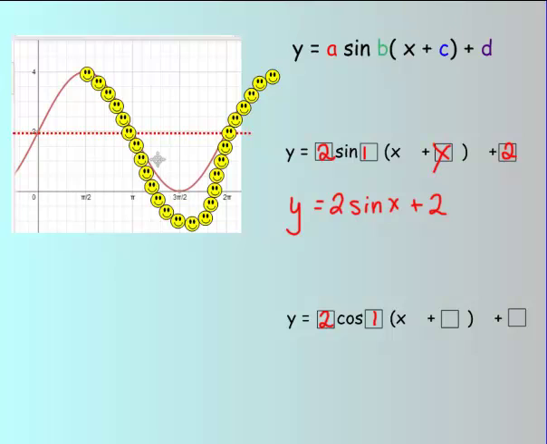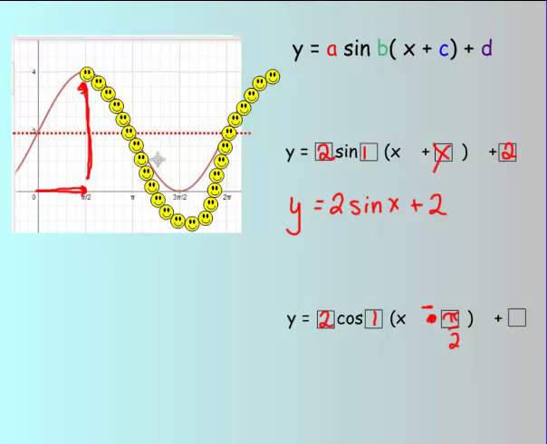All right, so to match that up, how far did my smiley faces move? They moved this way, and then they moved up. So there's my phase shift of pi over 2. And since it's in the positive direction, it's a negative. And then there's my vertical shift. How far did they move up?